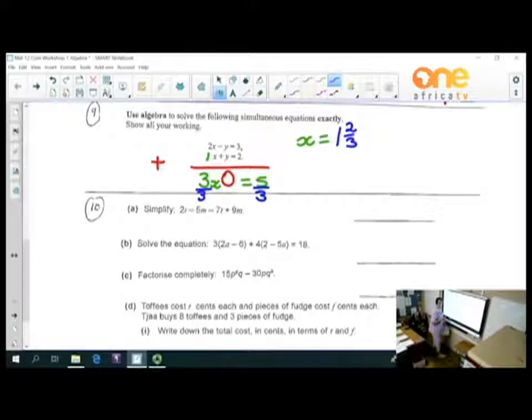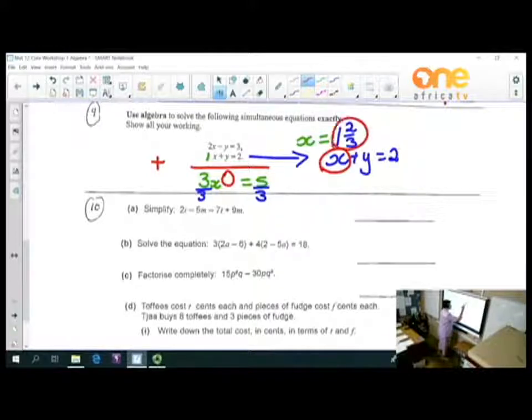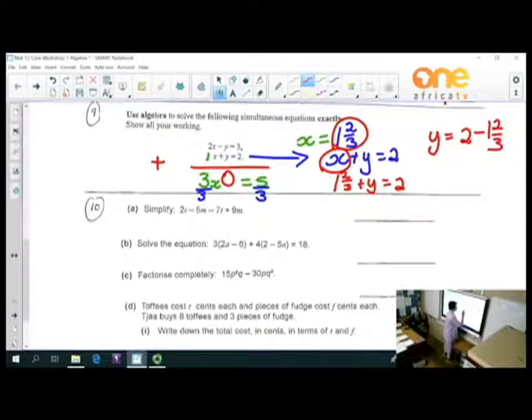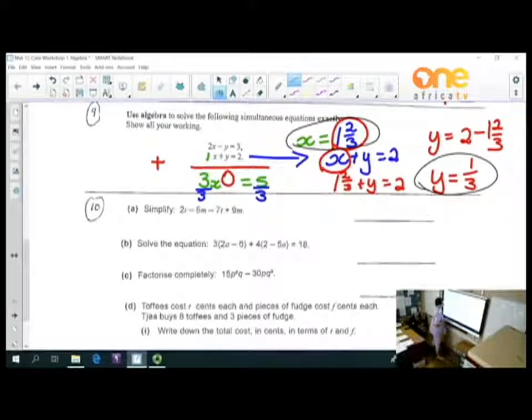And now I have to find y. So I substitute back in one of these equations. It doesn't matter which one you're taking, you must get the same answer. Now I'm going to use this one here. This is x plus y is equal to 2. So I'm substituting now in x's place this value. So 1 2/3 plus y is equal to 2. And now we're going to say y is equal to 2 minus 1 2/3, because when I take it over, I change the sign, and that means y is equal to 1/3. Y is equal to 1/3. So there is the answer for x, and there is the answer for y, solving simultaneously.